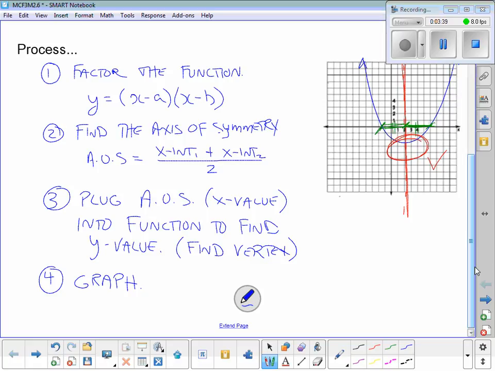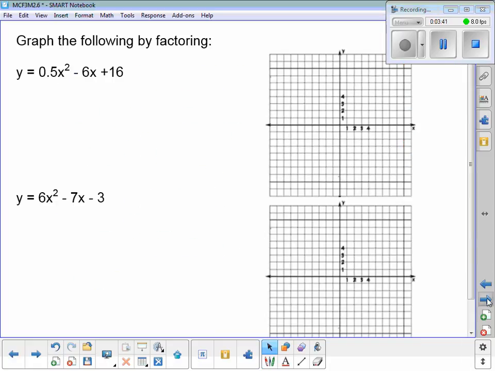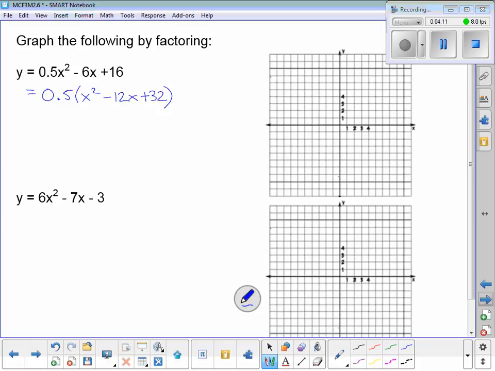Now let's take a look at a couple of examples as to how this will work. So I have 2 examples for factoring. And again, here's the decimal or the fraction in there. I wanted to make sure everyone has practice with it over and over again. So first thing you do, if you have a fraction, factor it out. So 0.5 leaves me with x squared. And when you divide out a 0.5, that's like doubling everything. So this will become minus 12x, and this will become plus 32.